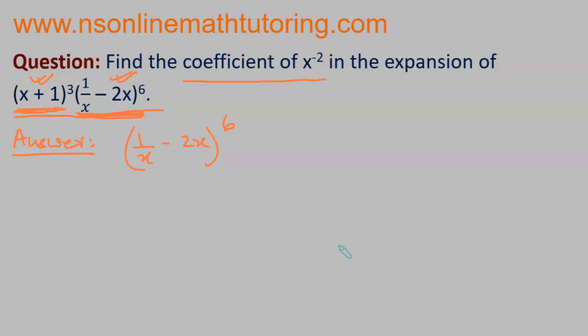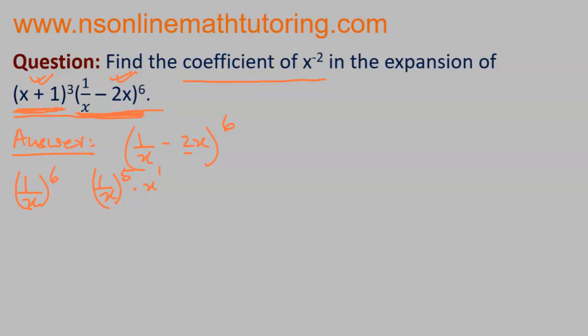Okay. So we start with the first term. The first term will be 1 over x raised to the power of 6. I am repeating, I am not writing the coefficients. So 1 over x raised to the power of 6. Second term, it is 1 over x raised to the power of 5 times x raised to the power of 1. I am not taking the minus 2 part, only the x.